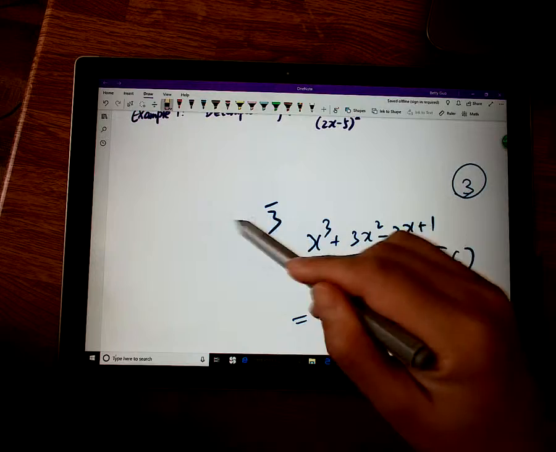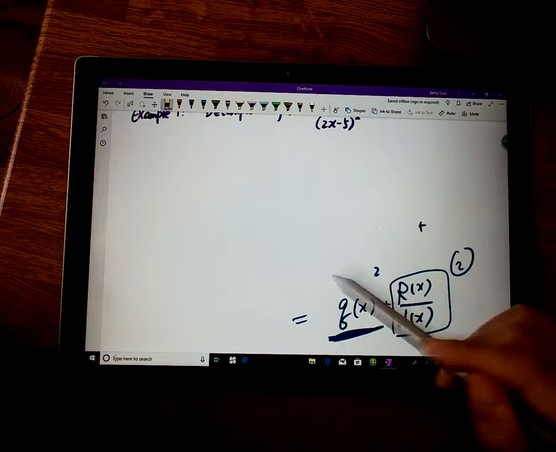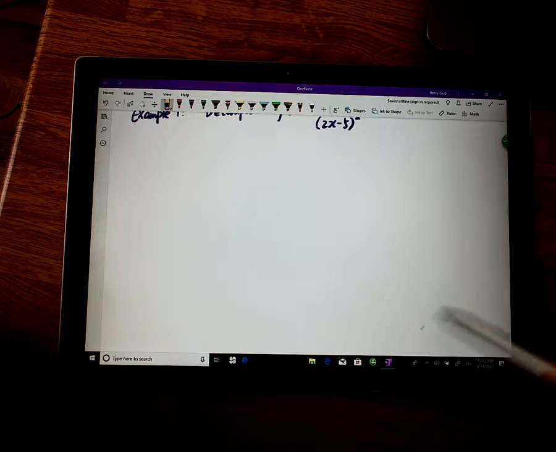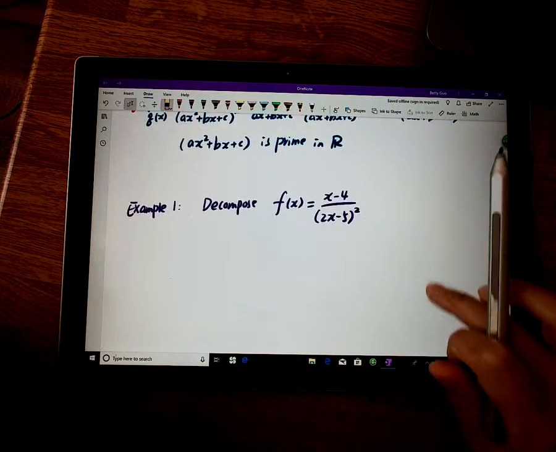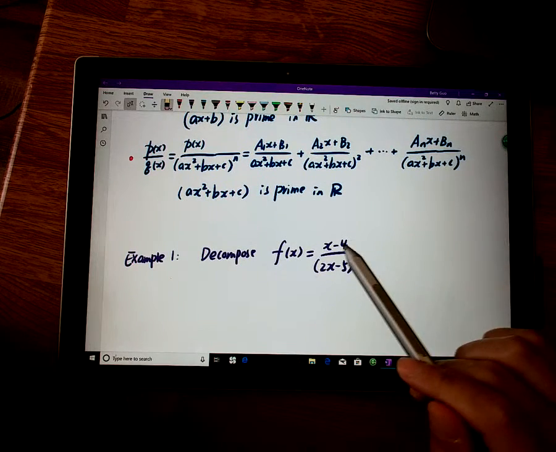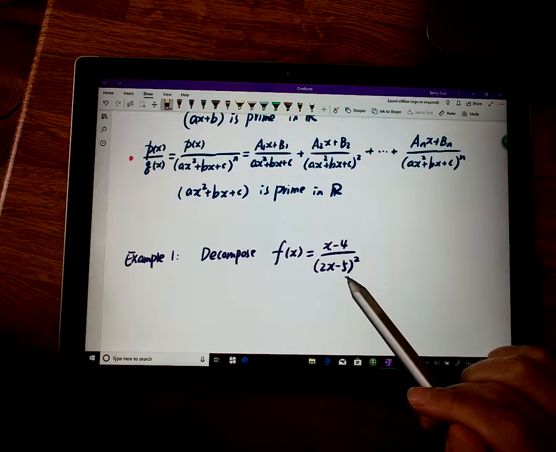All right, so let's look at 3 examples. I hope I can finish the 3 examples in one video. Might not, but we'll try. Maybe I need 2 videos. Let's look at example 1. Decompose this rational function. Numerator x minus 4, denominator the square of 2x minus 5.